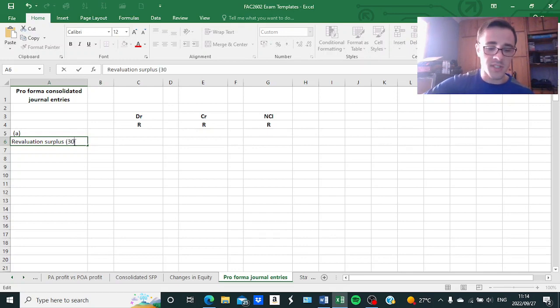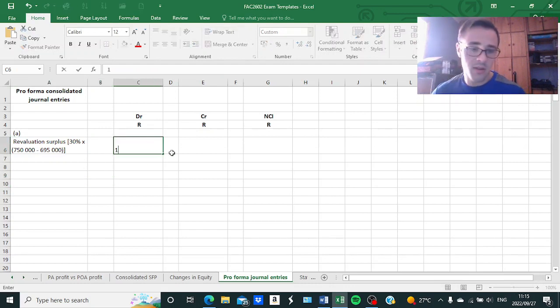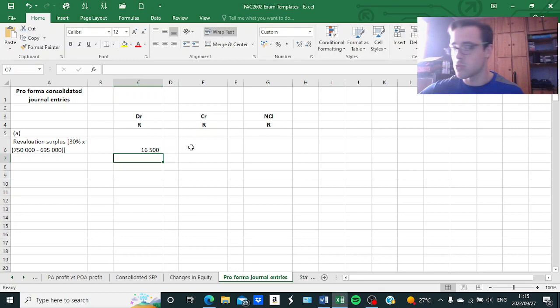So you have calculated 30% of the current year's revaluation surplus, which was calculated by taking the year-end balance of 750. We have subtracted the real balance of revaluation surplus at acquisition, which was 695. Not the 45, because there was another revaluation of 650 that was not recorded. So we need to calculate the correct balance of revaluation surplus at acquisition, and then subtract that amount from the year-end balance of 750. And the amount that you should get is 16,500 Rand.